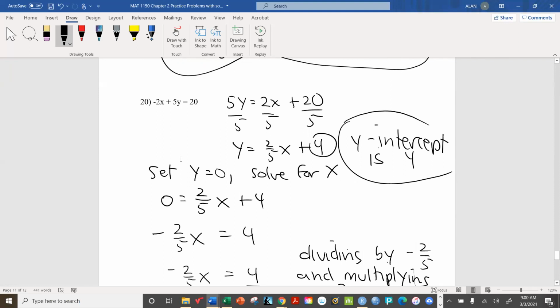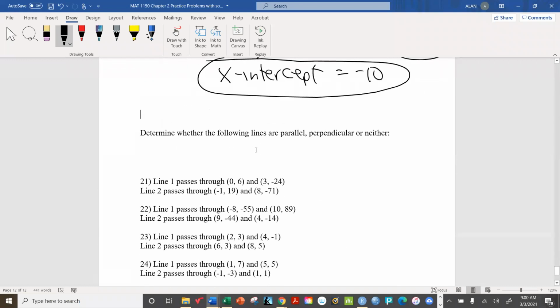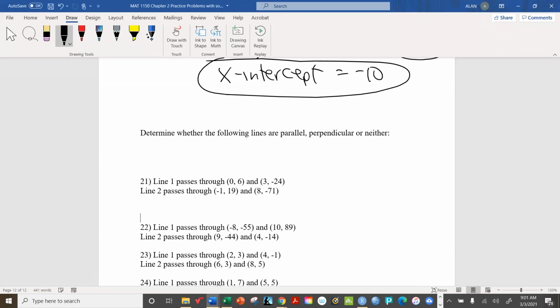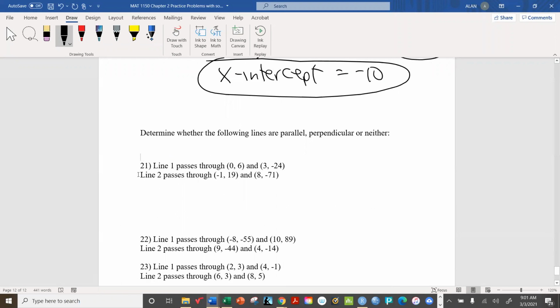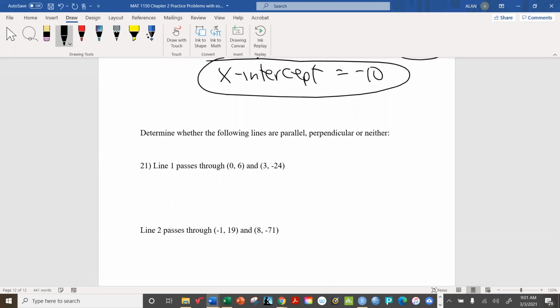Now for the next part, it looks like something we've already seen, but that's okay. It's just arranged a little differently. Finding whether the lines are parallel, perpendicular, or neither. So here, what we're after is a slightly different approach. We only need to find the slopes. We've got 2 lines, we've got 2 points. We don't really need to worry about the intercepts. So we're going to calculate the slopes of these 2 lines like we did earlier, and then compare them to each other to determine if they're parallel, perpendicular, or neither.